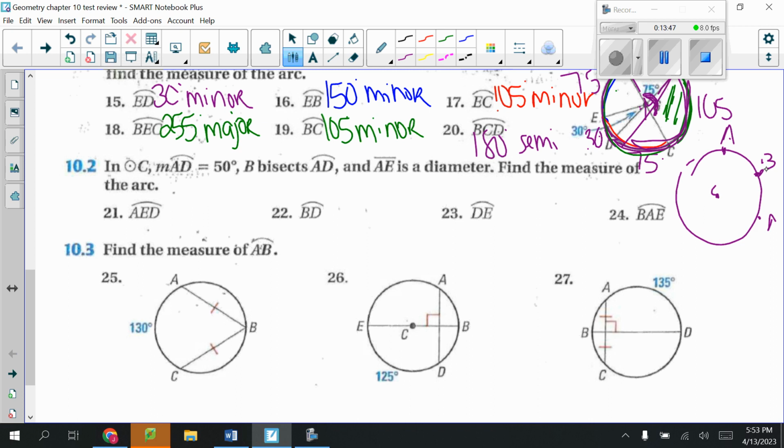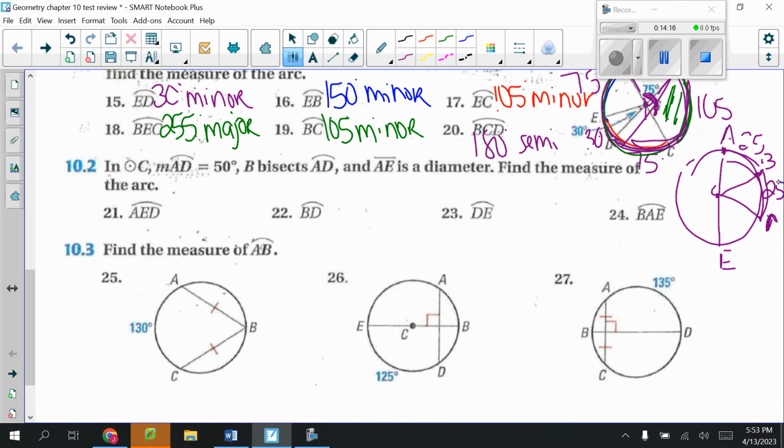AE is a diameter. So there's my A. So here's E down here. And I'm going to go ahead, this was D, sorry, I'm going to go ahead and connect these. They tell me that the measure of arc AD is 50. So this whole thing was 50, but remember that it got bisected. So this part is 25, as is this part, 25.